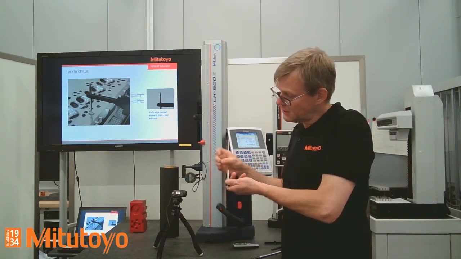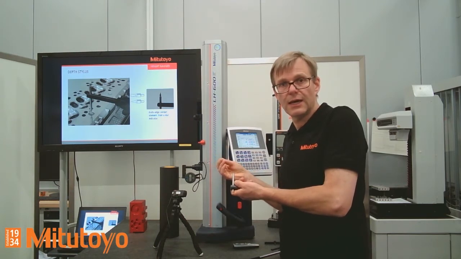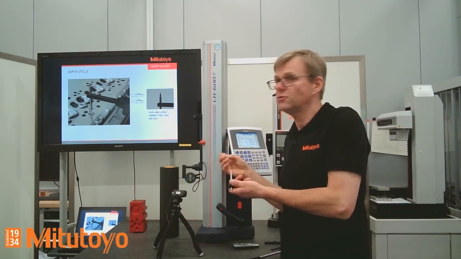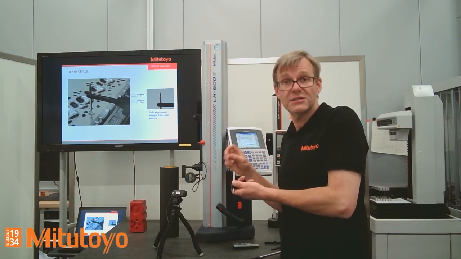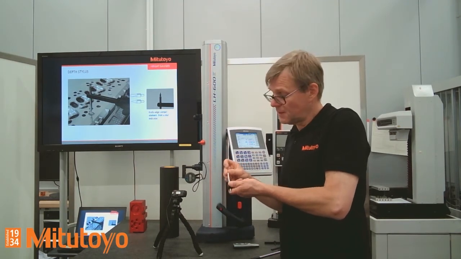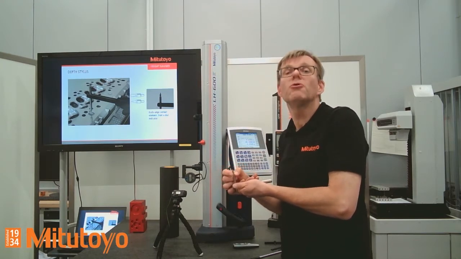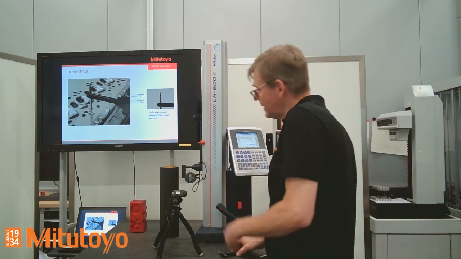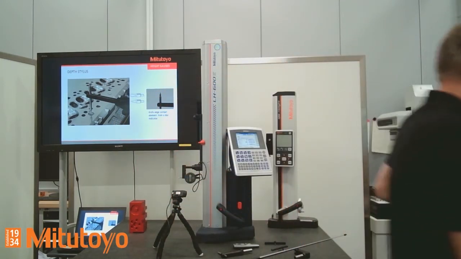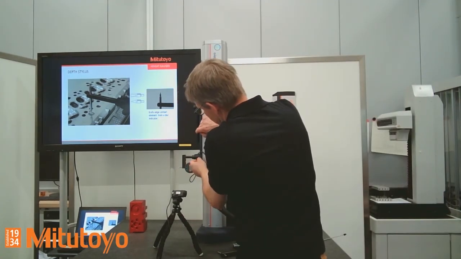This connection here is a standard contact element of an indicator. That means you can use any kind of contact element taken from an indicator, for example, a knife edge, or you can use different kinds of flat surface, different diameters, such kind of things. This can be integrated here in this, let's say, contact screw. So I will take this one out, back on the table. I take this one out.